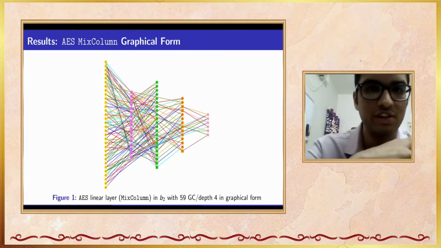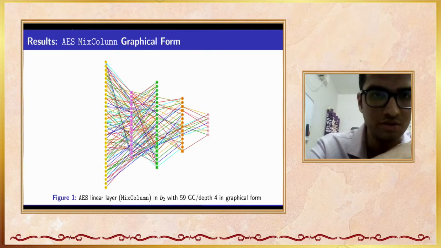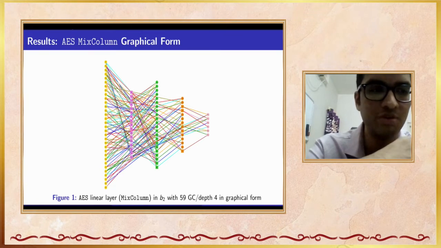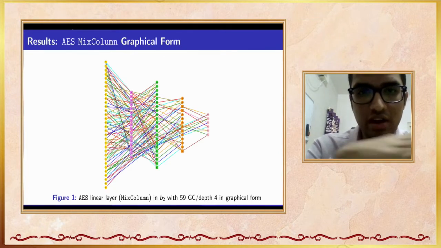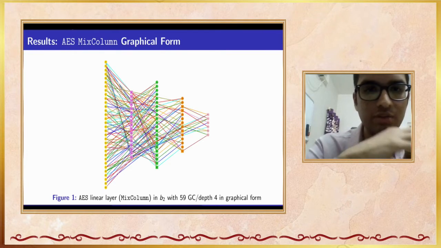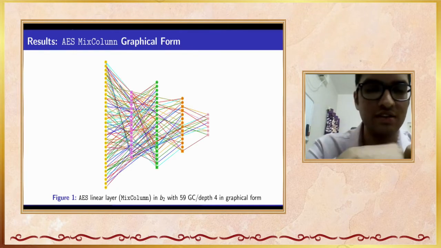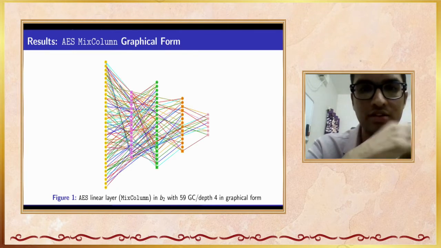Here's an interesting visualization of the AES MixColumn implementation in a graphical format. So this is the implementation with 59 gate count and depth 4. So the nodes in yellow correspond to the inputs which are at level 0 or depth 0. And the subsequent layers of the graph correspond to the different temporary variables and outputs of the matrices, which are the XOR operations, either XOR2 or XOR3, which involve the elements from the previous layers. So you can see here that there are 4 such layers, and this corresponds to a total depth of 4 in the circuit.